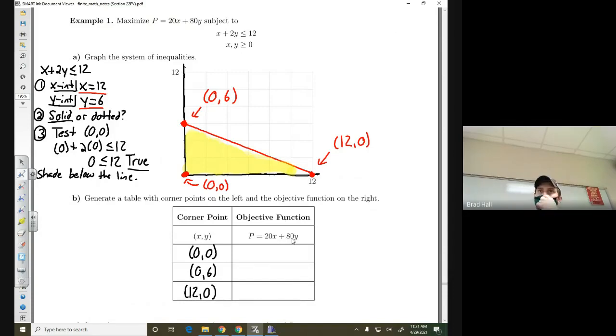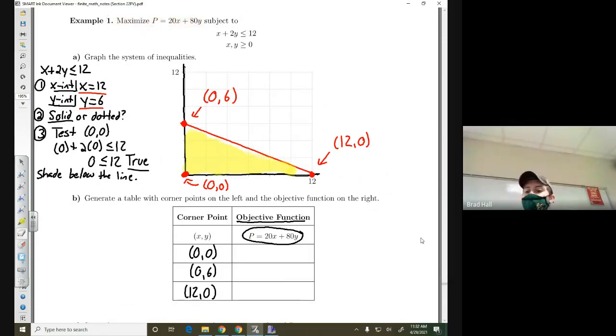So again, this is a table you need to construct on your own, but you can gladly use my notes as a template. They also have the objective function, and then they have this random equation right here: P is equal to 20x plus 80y. I don't remember seeing that in any of the inequalities. However, it was stated at the very beginning of the problem. That's where it comes from. That's not just an arbitrary choice.